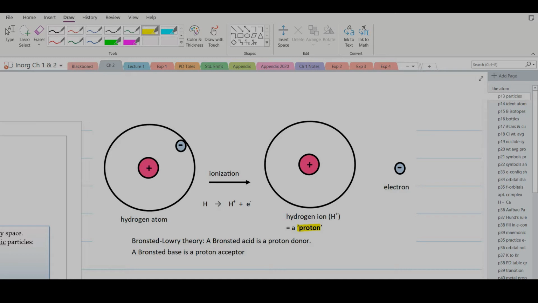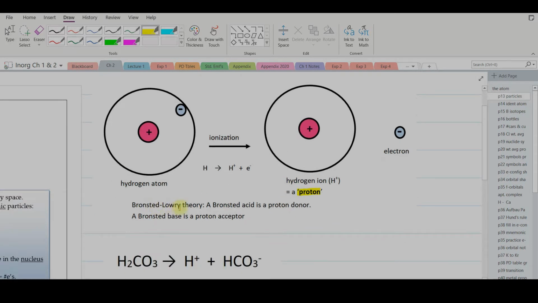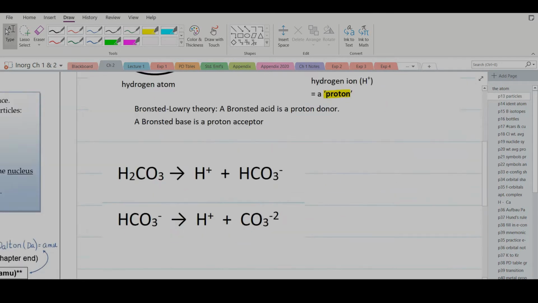So appreciate that they are the same thing. In fact, if you are familiar with the Bronsted-Lowry theory of acid bases, a Bronsted acid is defined as being a proton donor. That means a hydrogen ion donor, and a Bronsted base is a proton acceptor. And while I'm here, it reminds me of something.